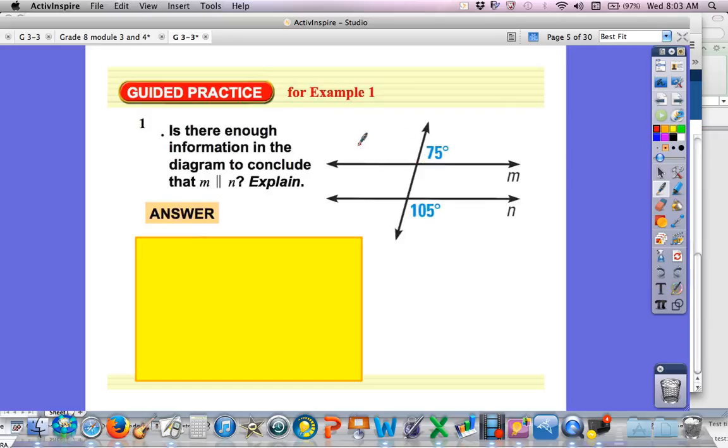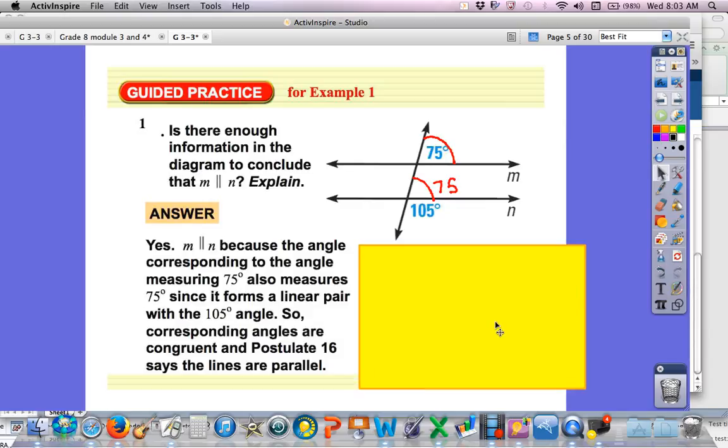Okay, so the next guided practice: is there enough information in the diagram to conclude that m is parallel to n? Well, if this is 75 degrees, and if these are congruent, then this would have to be 75 also, because the corresponding angles would be congruent if these lines were parallel. So since 75 and 105 add up to 180, these numbers are the same, so these lines must be parallel, because the corresponding angles are congruent. You can read all that if you want.